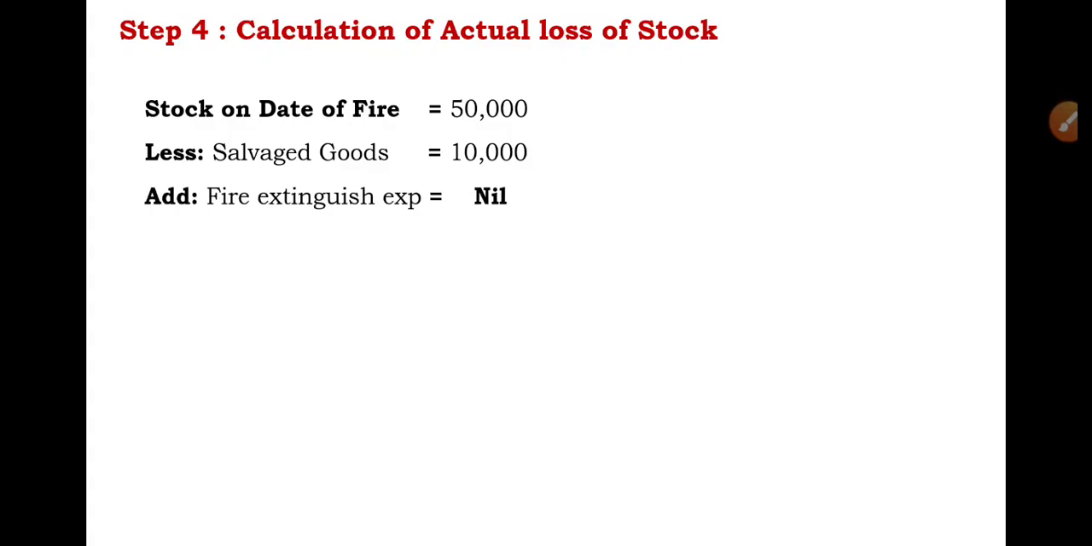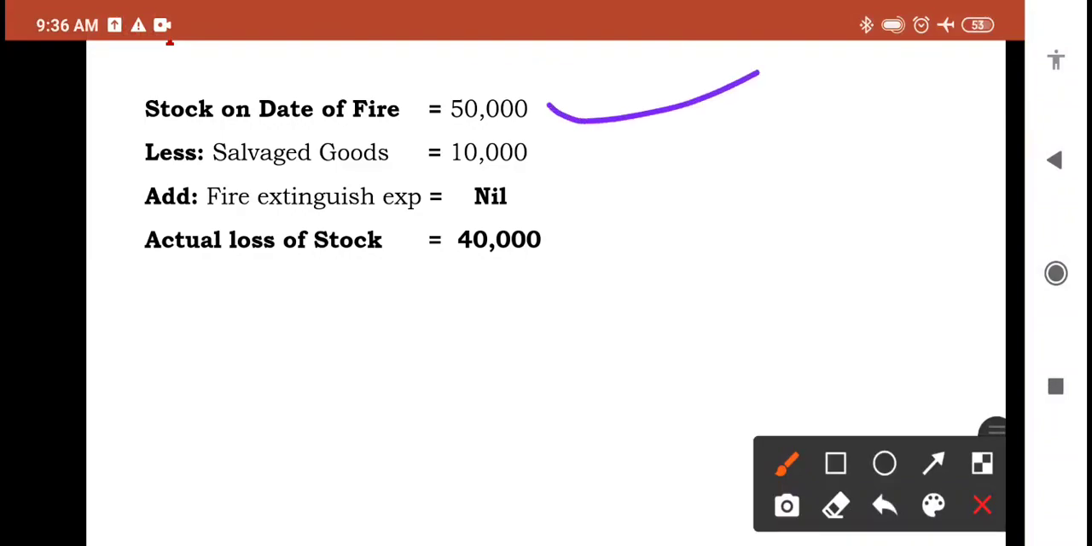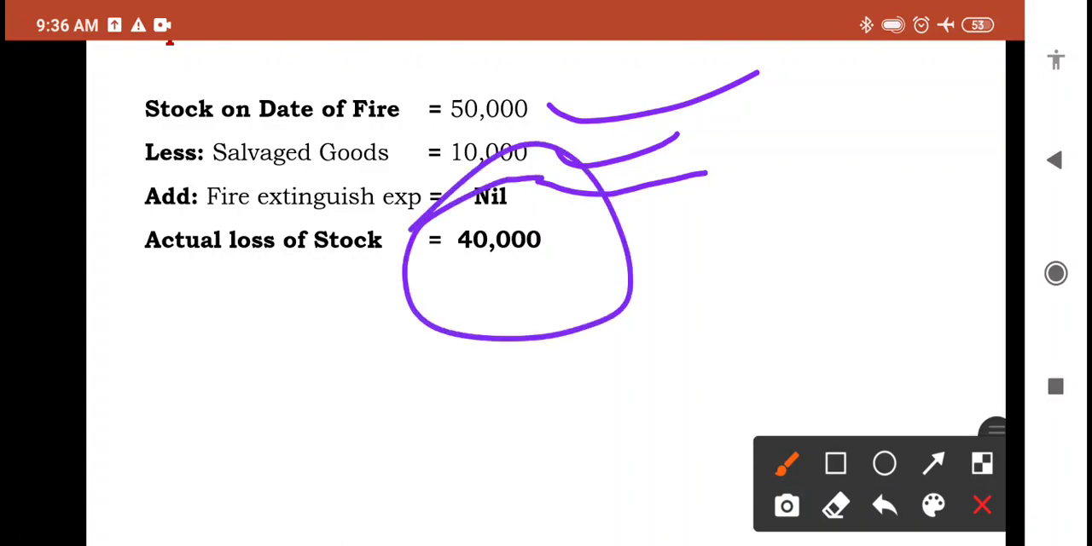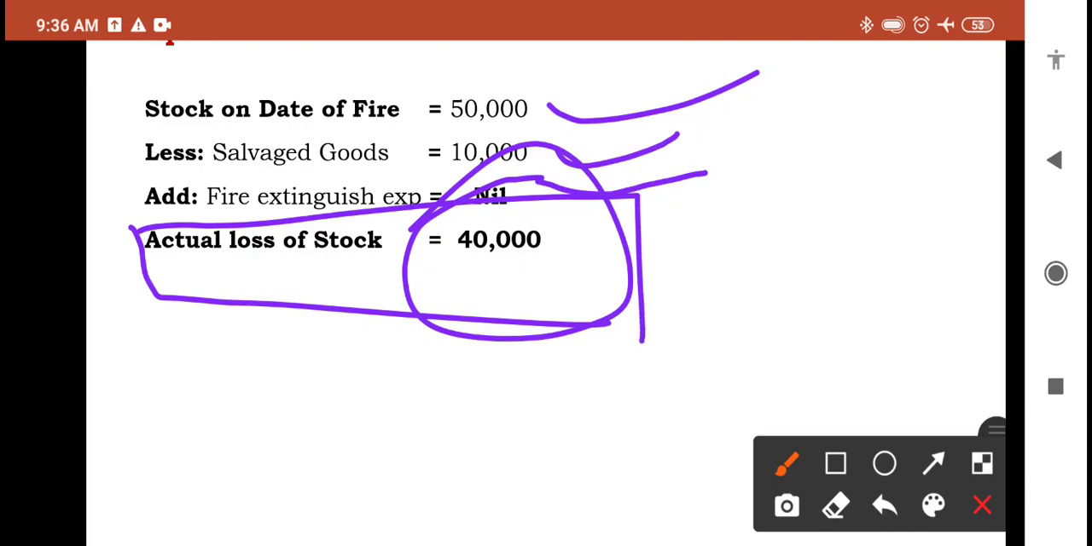Next we'll move on to calculation of actual loss of stock. In order to calculate actual loss of stock, you first consider stock on date of fire, that is 50,000, and less salvaged goods. Salvaged goods is also given in the question, that is 10,000, and add fire extinguishing expenses, which is 0. Next you will get the actual loss of stock, that is 40,000. It is very simple. First consider stock on date of fire, next deduct salvaged goods, and if any fire extinguishing expenses are given, add that, and then you will get the actual loss of stock. For this question, actual loss of stock is 40,000.